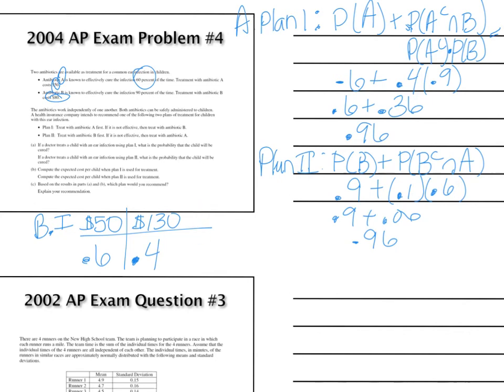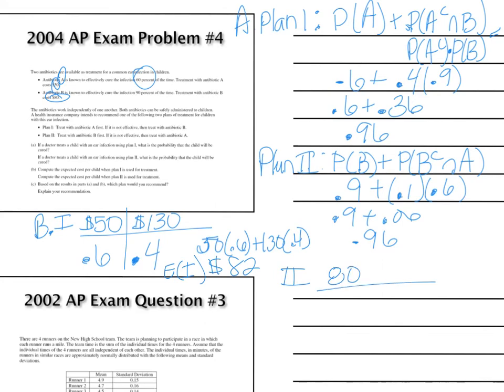And that expected value is 50 times 0.6 plus 130 times 0.4. Sometimes it is faster to do it by hand. So Plan 1's expected value is $82. Now looking at Plan 2, it's going to cost them at first $80. And that has a 90% chance of it costing them only $80. And then it's $130 if antibiotic B didn't work and they have to give antibiotic A, and that's 0.1.